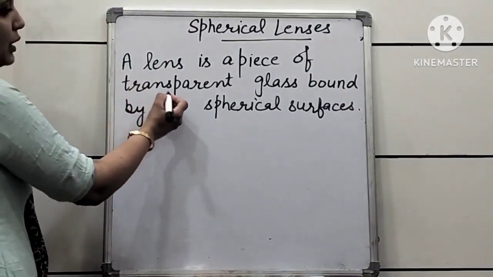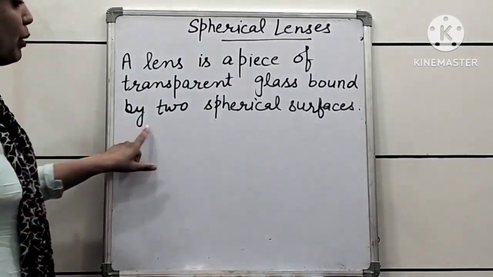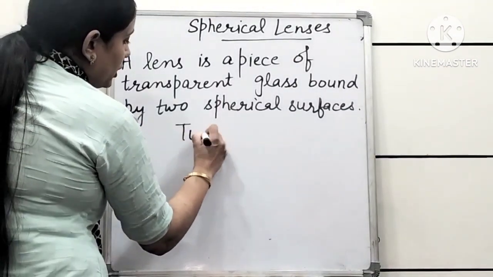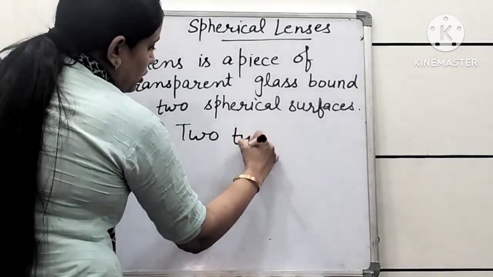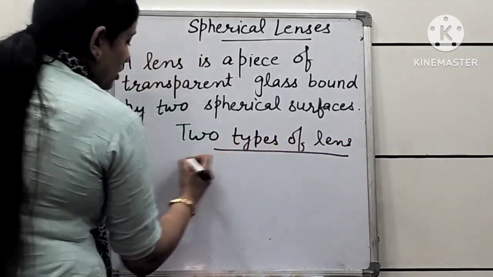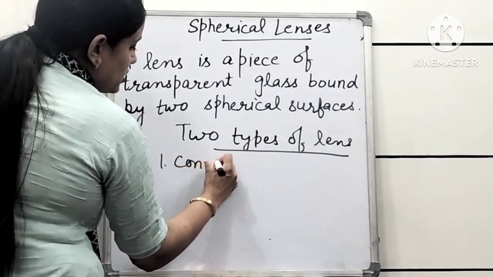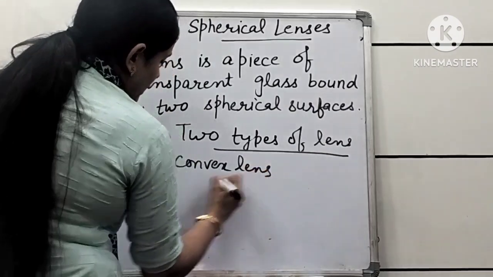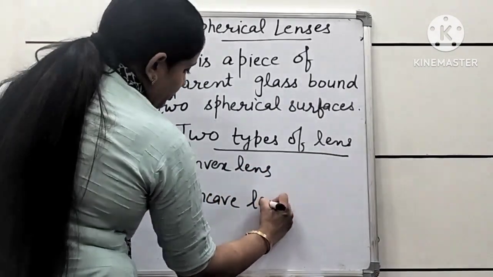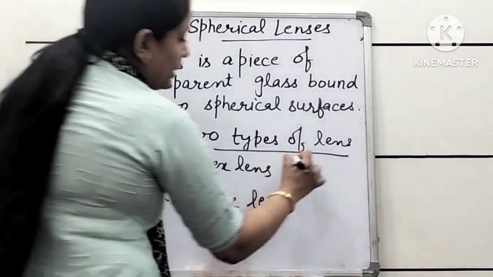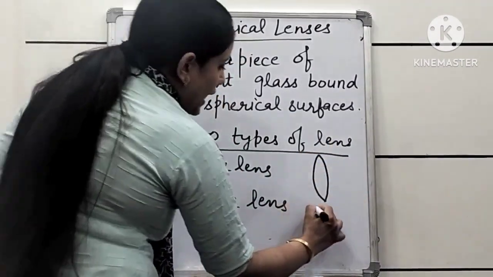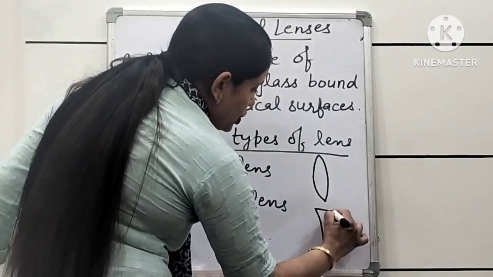A lens is a piece of transparent glass bounded by two spherical surfaces. There are two types of lens. First is the convex lens, and second is the concave lens. The convex lens has a structure like this, and the concave lens has a shape like this.